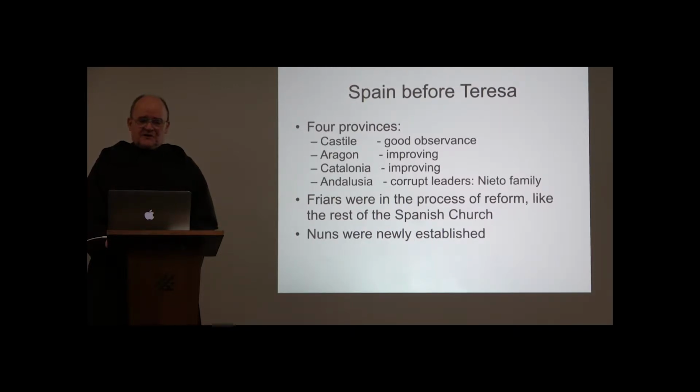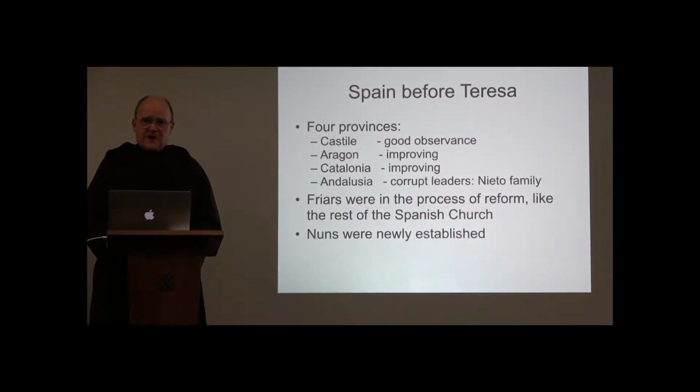The province of Andalusia in the south was the problem. This is the biggest of the Spanish provinces, but it was also the worst as far as observance of just basic religious order, discipline, prayer, basic morality. The Andalusian province was in very bad shape.